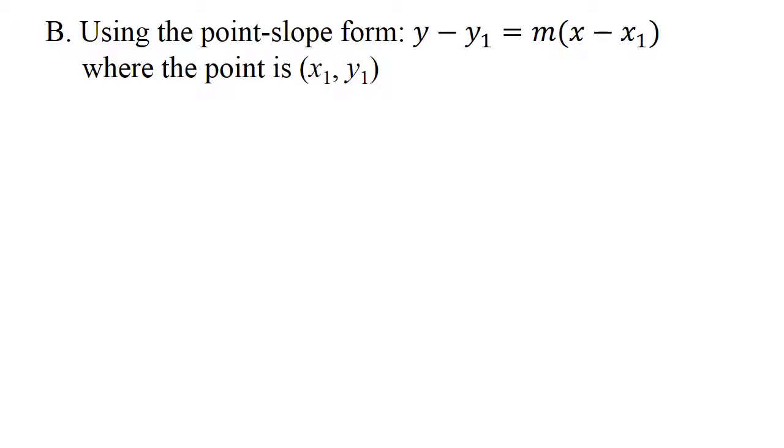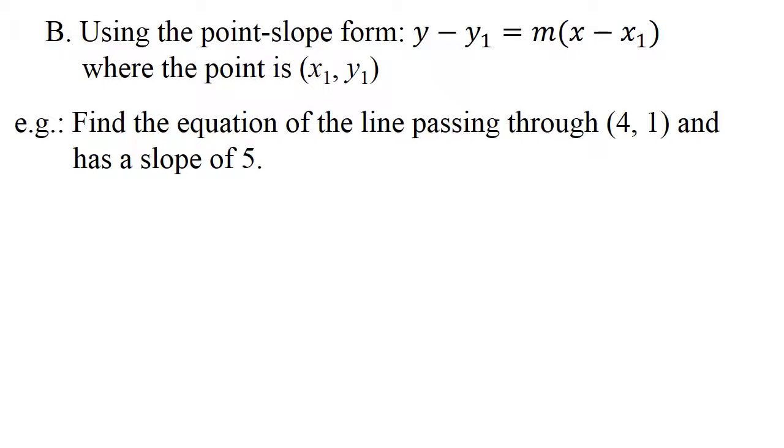An alternative method is to use what we call the point-slope form, which is y minus y1 equals m times the quantity x minus x1, where the letters y and x are just y and x. But x1, y1 are the point we know, and m is just like normal, the slope. So you know a point and you know the slope, so you use the point-slope form. This is an alternative way to do the problem.